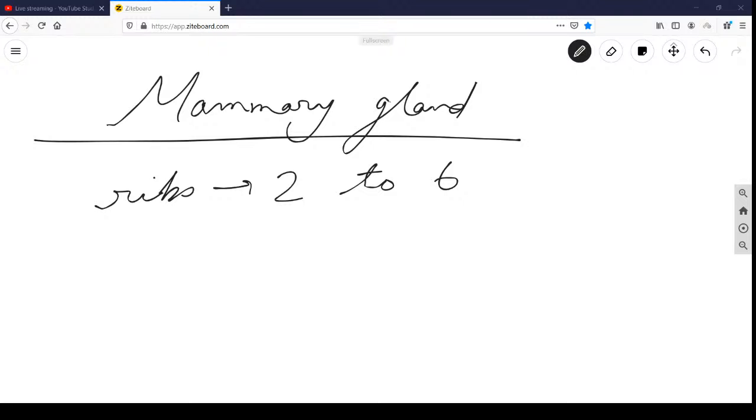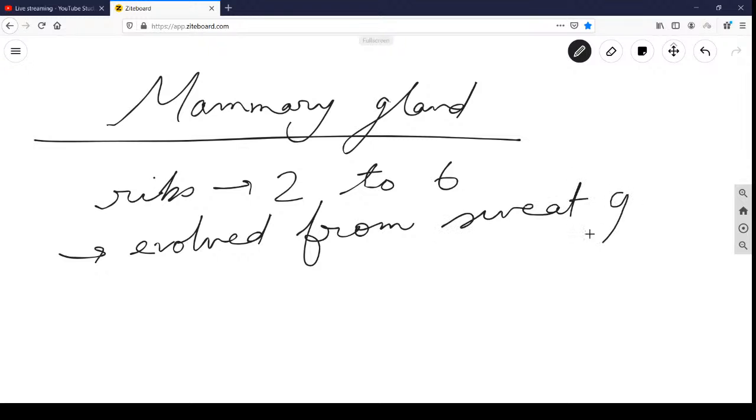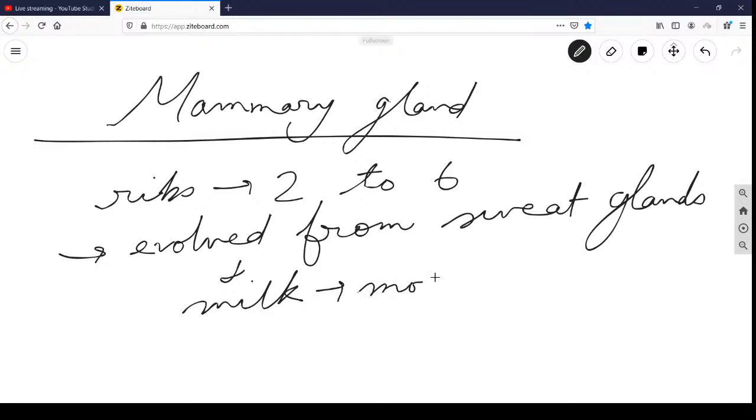Okay. So milk is what? Milk, you can say, is a modified sweat only. So they evolved from sweat glands. You can call milk a modified sweat.